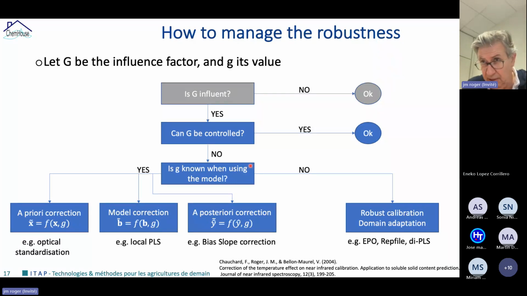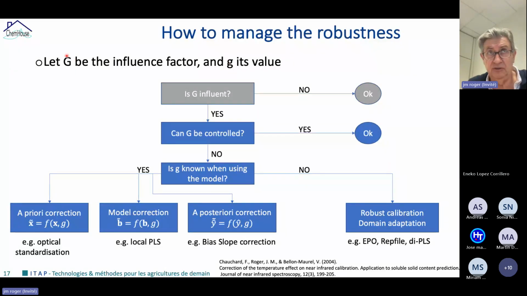We have published it in 2004. And the first question to ask is, if we have G, an influence factor, that means that for passing from the source domain to the target domain, there is an influence. For example, that could be the temperature or the change of spectrometer. G is a factor, okay, could be discrete or continuous, and little g is its value, okay?